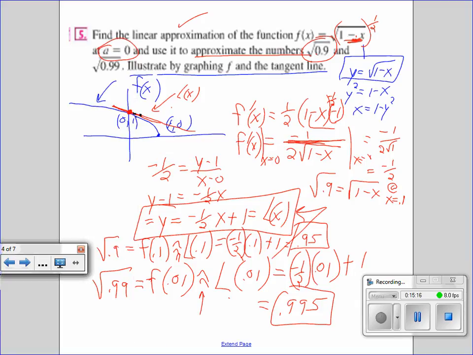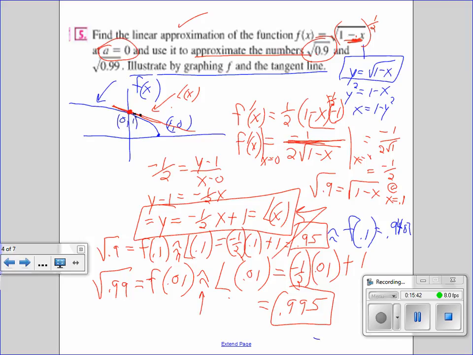What's the true value? This 0.95 is approximately equal to the function at 0.1, which is, what's the square root of 0.9? Taking the square root of 0.9 in my calculator, I got this to be 0.9487. So 0.95 is pretty close to 0.9487.